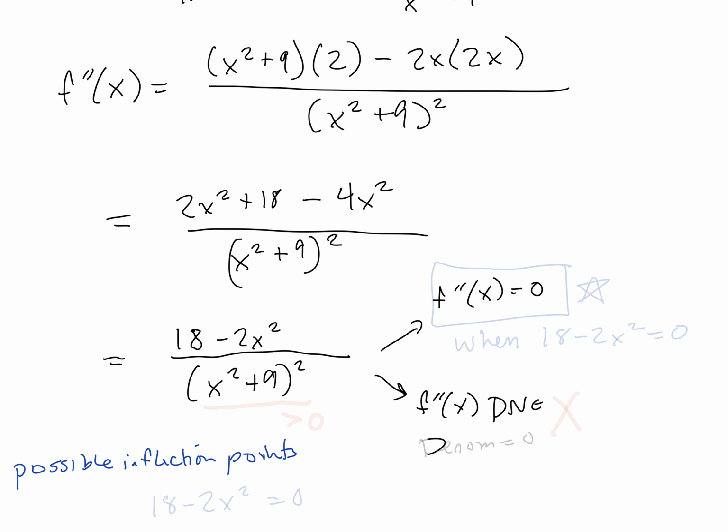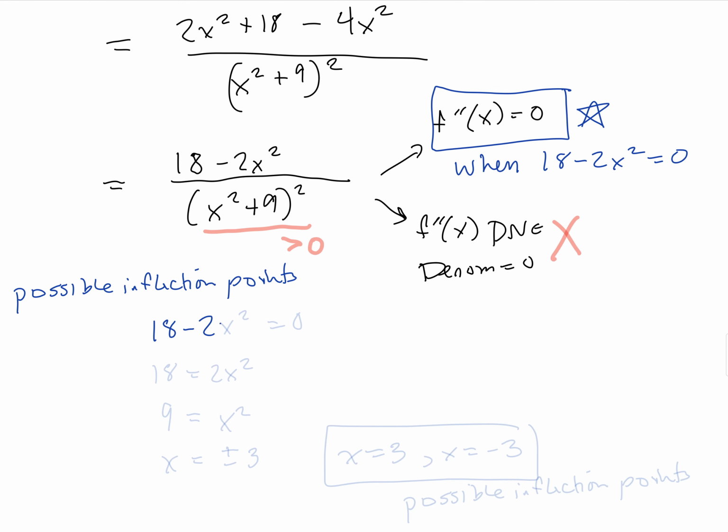Well, this would not exist when the denominator equals 0, but notice that this denominator, x squared plus 9 squared, well, it's always greater than 0, right? It's always a positive number squared. It's always going to be greater than 0. So that's not going to happen for us for this example. But we can figure out where are the places where the second derivative is equal to 0. So we will figure this out for the critical points. So the second derivative is equal to 0. This fraction is equal to 0 when the top is equal to 0, when 18 minus 2x squared equals 0. So let's solve that equation for x.